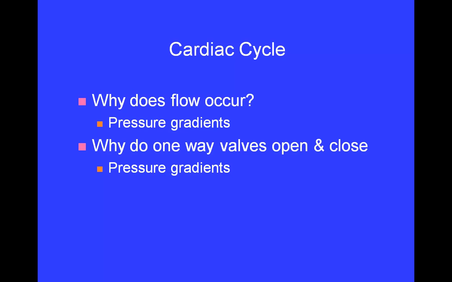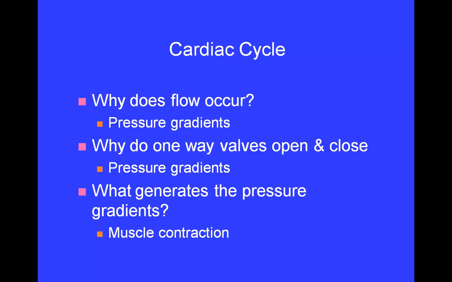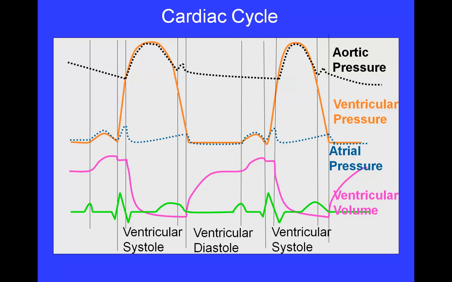The other thing is that those valves have to open completely during the ejection phase. If they don't, there's going to be an increase in work of that chamber trying to push blood through a valve that doesn't open fully, and we'll talk about that more later. In order to get pressure gradients generated, there has to be ventricular filling. There has to be muscle contraction, so we have to have ventricular systole. So we're going to look now at the rest of the chapter which describes the cardiac cycle.